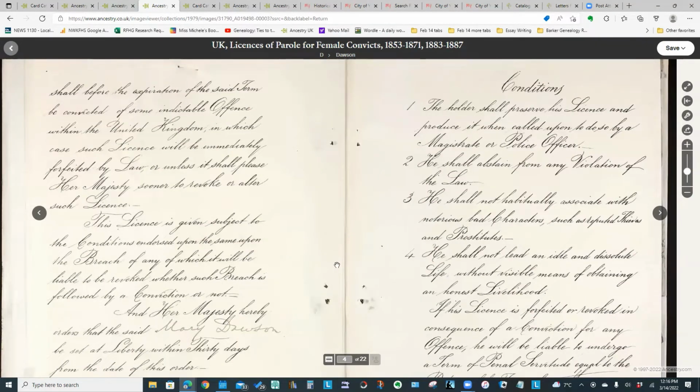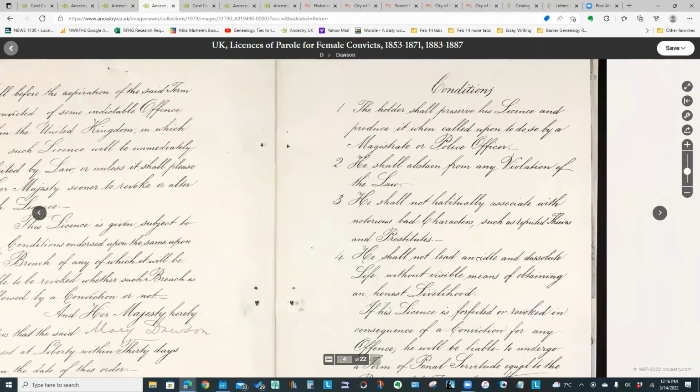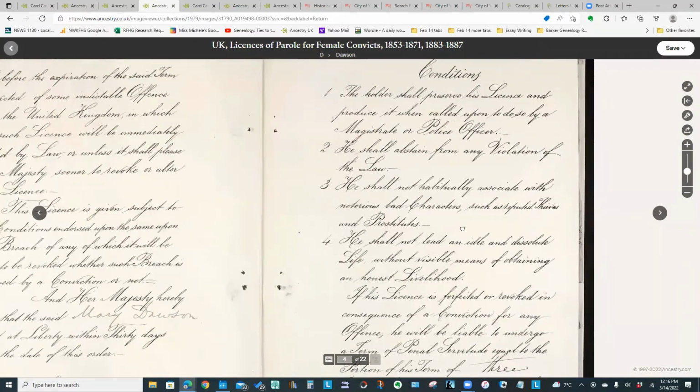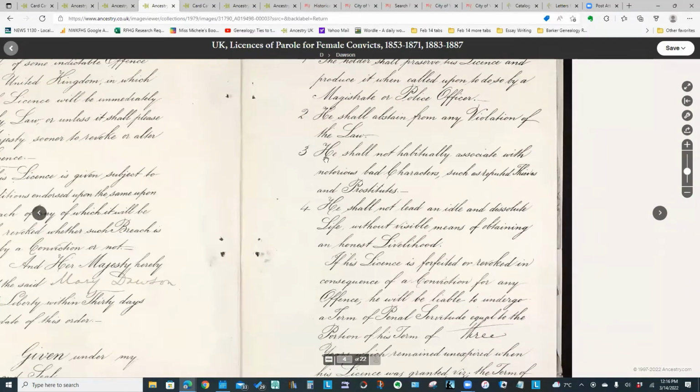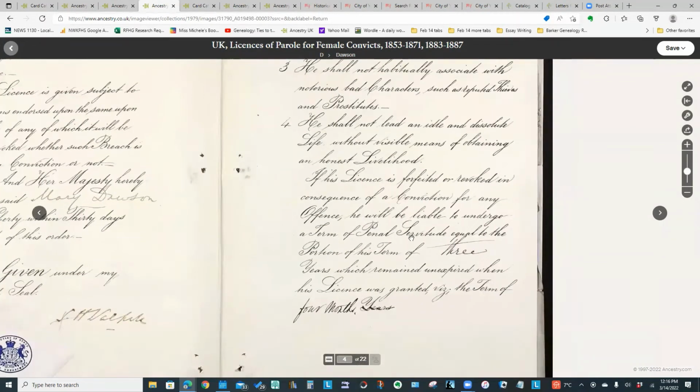So if she is picked up for any reason, even if she is found to be not guilty, her freedom will be revoked. And it's clear that these documents were originally aimed at males, because if you look at the conditions on the right-hand side, number 3, everything says he shall not habitually associate with notorious bad characters such as reputed thieves and prostitutes. So they've used this same document both for males and females, but the wording was definitely aimed at males initially.